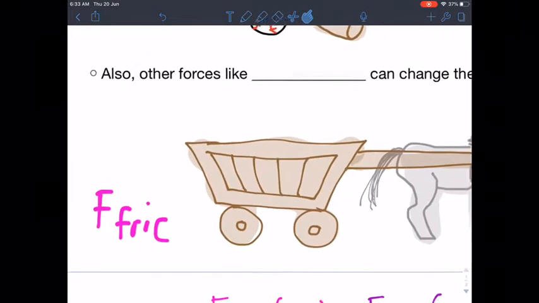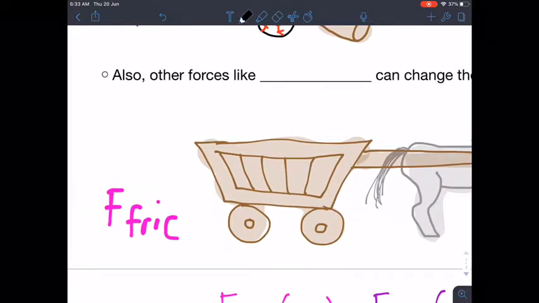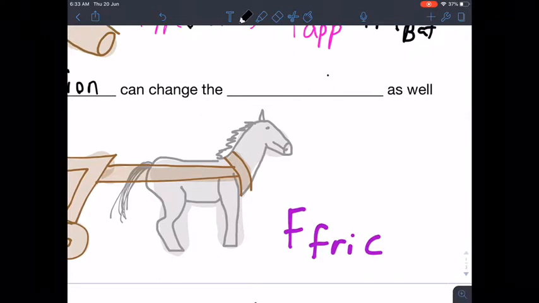Okay, another thing that might happen is there might be other forces like friction that we need to think about. The force pair are not the only forces on an object.